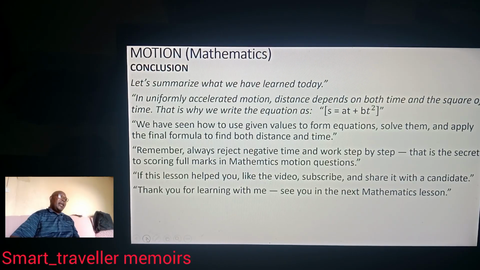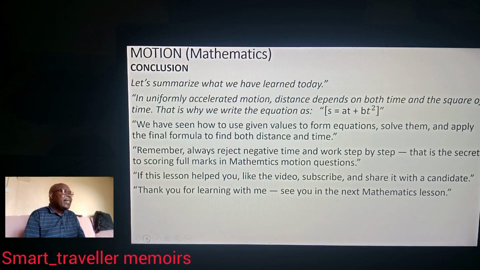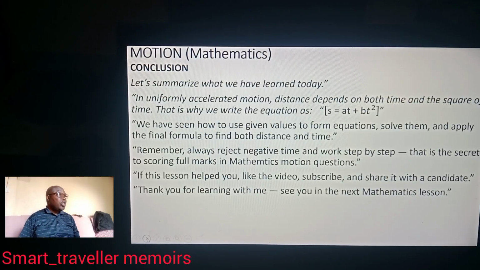I will summarize by saying, in uniformly accelerated motion, distance depends on both the time and the square of time. That is why we write the equation as s is equal to at plus bt². We have seen how to use given values to form equations, solve them, and apply the final formula to find both distance and time. Remember, always reject negative time and work step by step. That is the secret to scoring full marks in mathematics motion questions.